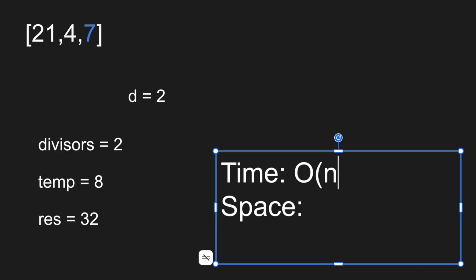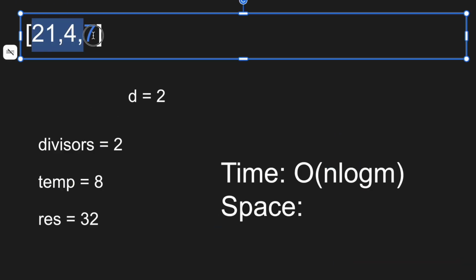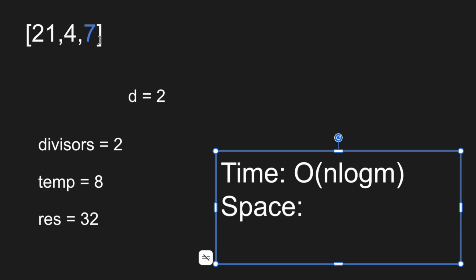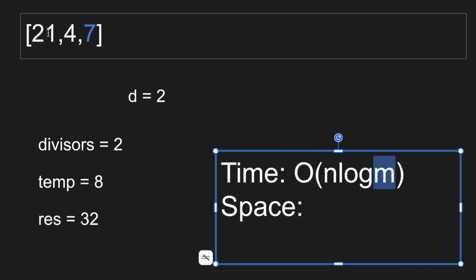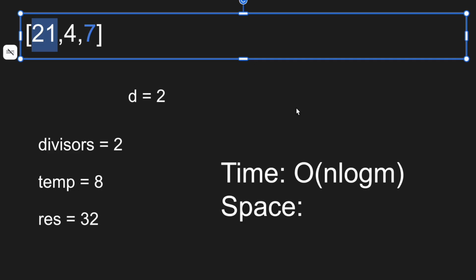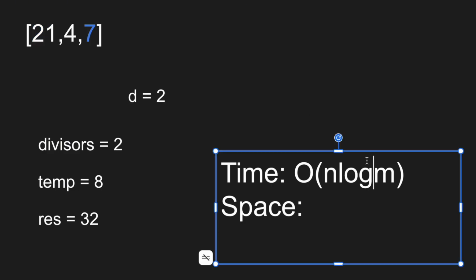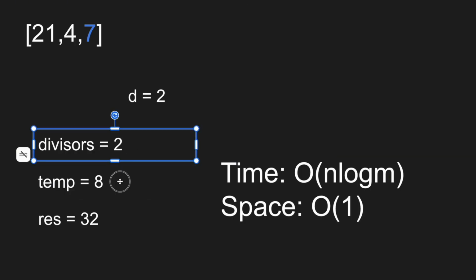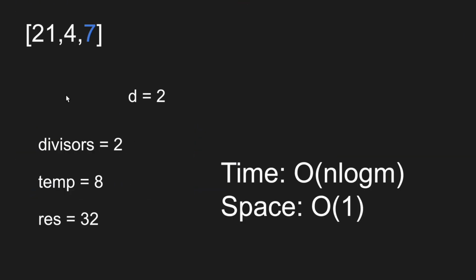And the time complexity will be O of n log m, where n is the number of elements in the array, because that's the number we'll iterate through in the first loop. And m would be equal to the largest number in the array, because that would be the maximum number of iterations that we have to iterate through. And it's log m because we're only iterating to the square root of that number. And the space complexity would be O of 1, because the space that these variables take up will not depend on the size of the input.